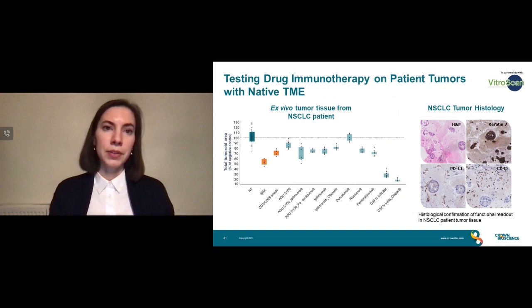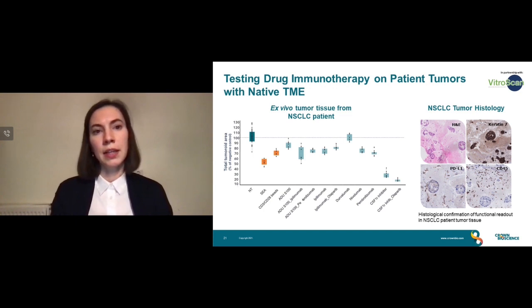Another good example of immunotherapy response in the native tumor microenvironment is this ex vivo patient tissue from a non-small cell lung cancer patient that was responding to SEA and to CD3/CD28 beads by a reduction of the tumor area, but it was also responding to a panel of checkpoint inhibitors, including ipilimumab, nivolumab, and pembrolizumab. And when we analyzed the histology of this sample, we could detect live tumor clusters, CD45 positive cells or lymphocytes, and also PD-L1 positive cells that, according to the pathologist, were macrophages.